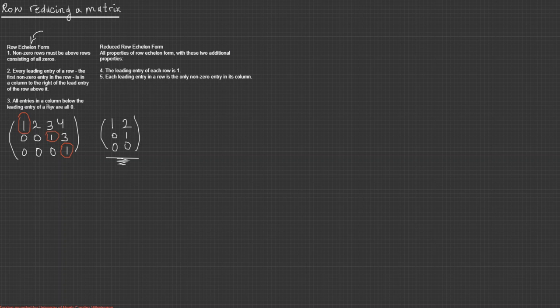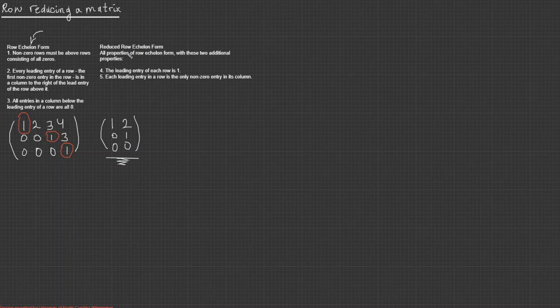And lastly, for the third property, all entries in a column below the leading entry of a row are all 0. As you can see with both of these matrices, starting with this first one, the 1, which is our leading entry, has all zeros below it. And similarly here, in the second row, you can see that it has a 0 below it. And likewise with the second one, we can see how the leading entries all have zeros below them. So both of these matrices are in row echelon form.